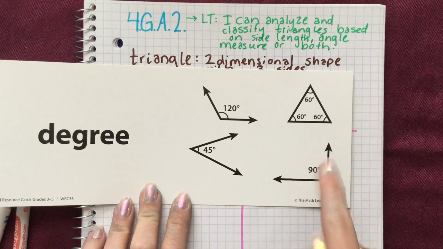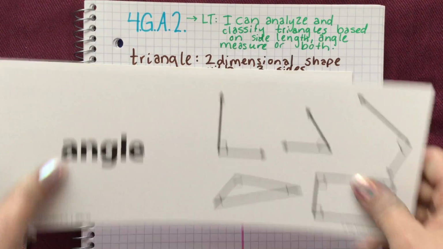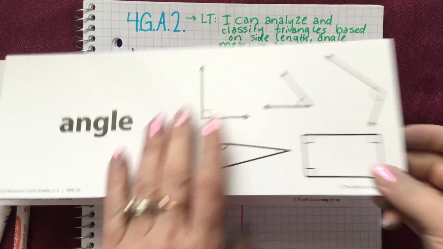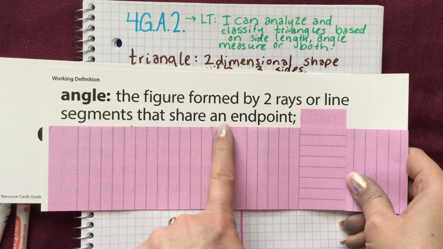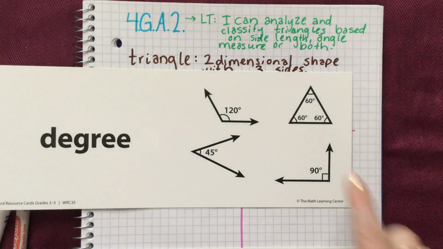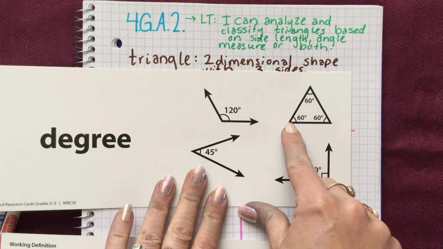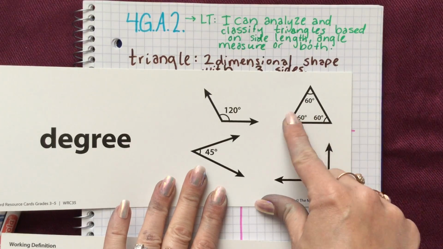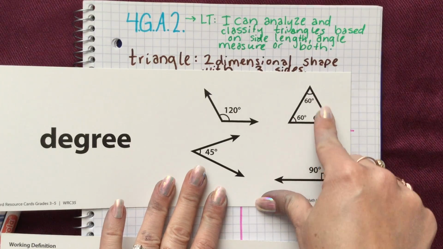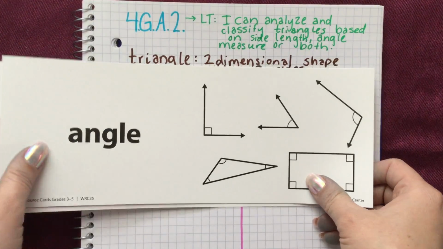I bet you could name each one of those angles right now because you have already done so much work with angles. Remember, it's the figure formed by 2 rays or line segments that share an endpoint. And triangles have 3 of those endpoints. So they have a line segment here shared with this endpoint, another line segment here shared with this endpoint, and then this line segment here, it shares this endpoint and this endpoint. So that's where the angles are in triangles.